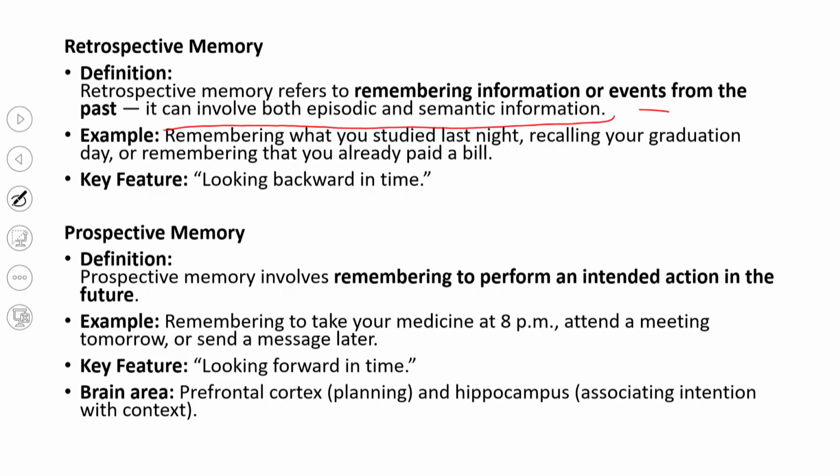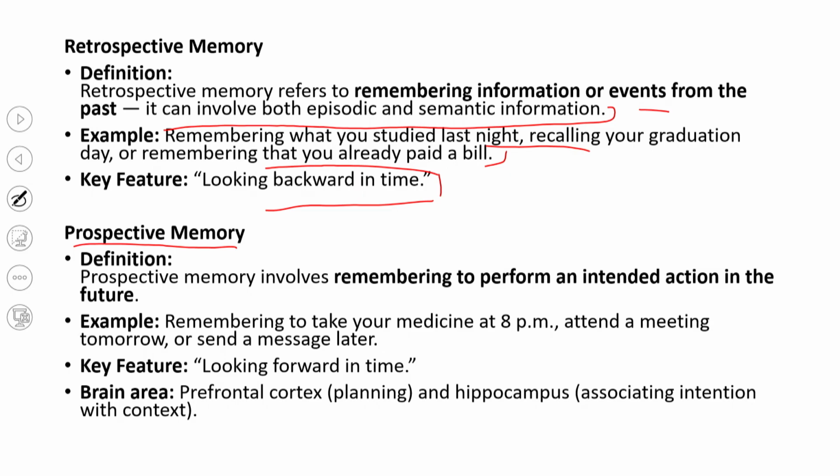It can involve both episodes and semantic information. Whenever you remember anything from the past, that is called retrospective memory. Whatever you learned in the past, it could be semantic information, any knowledge or facts, or any episodes that happened in your life in the past. So, this can include both categories of declarative memory. Remembering what you studied last night, recalling your graduation day, remembering that you already paid a bill, and so on. Looking backward in time is retrospective memory. This is another way of categorizing based on the time period.